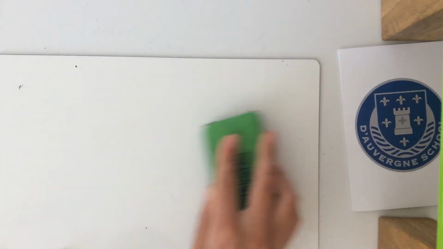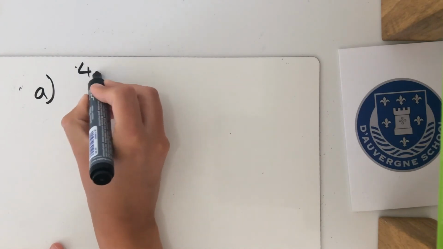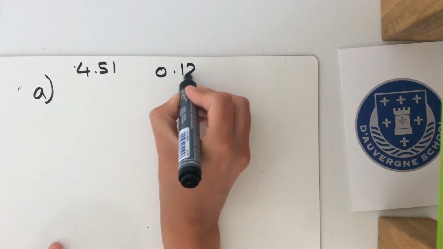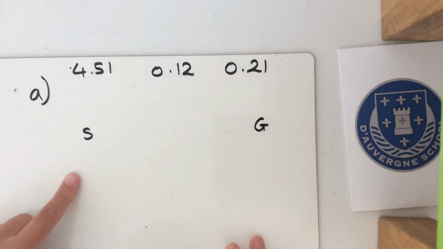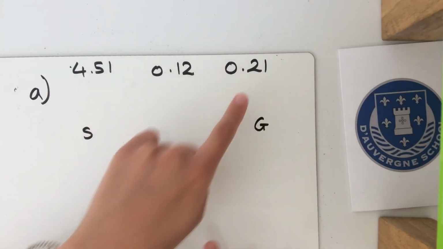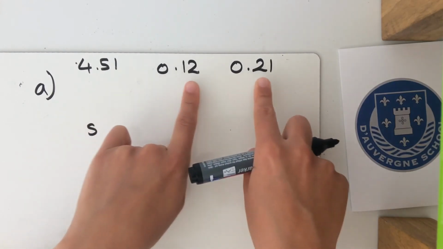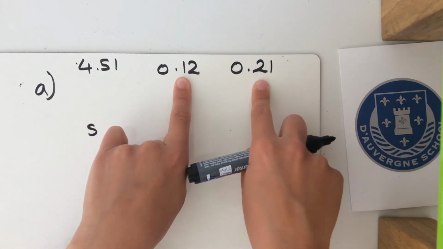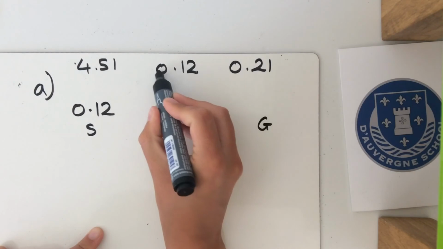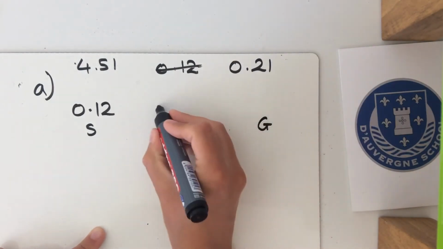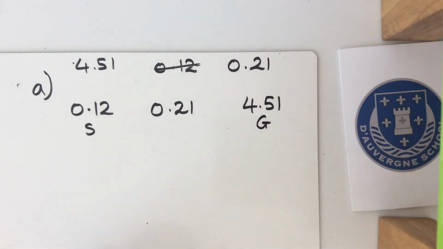Let's see what we've got. So for question A, we've got 4.51, we've got 0.12, and we've got 0.21. So we want smallest to greatest. So which one's the smallest? This is our ones column. So it's not going to be this one because this one has 4 ones. These two have got 0 ones. Then we go to our tenths column. We've got 1 tenth and 2 tenths. Which one is smaller? Our smallest is 0.12. Then we know that this one comes next because it's also got 0 ones. And then our greatest is 4.51. Okay.